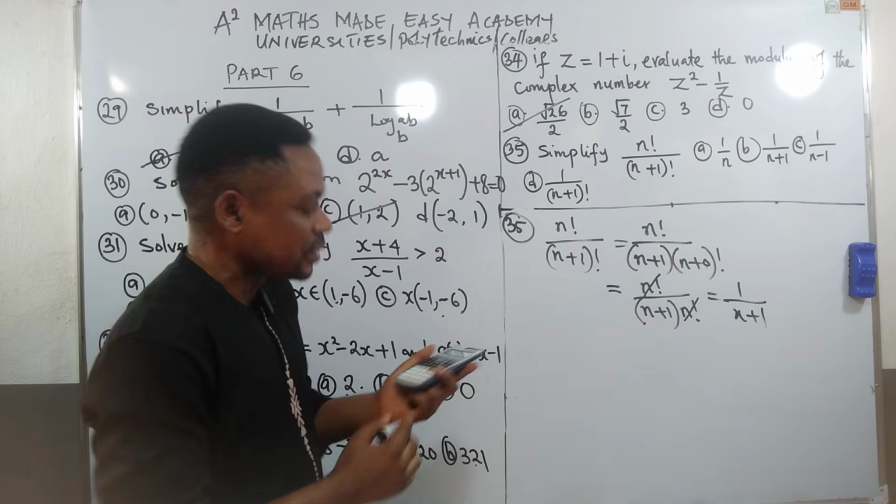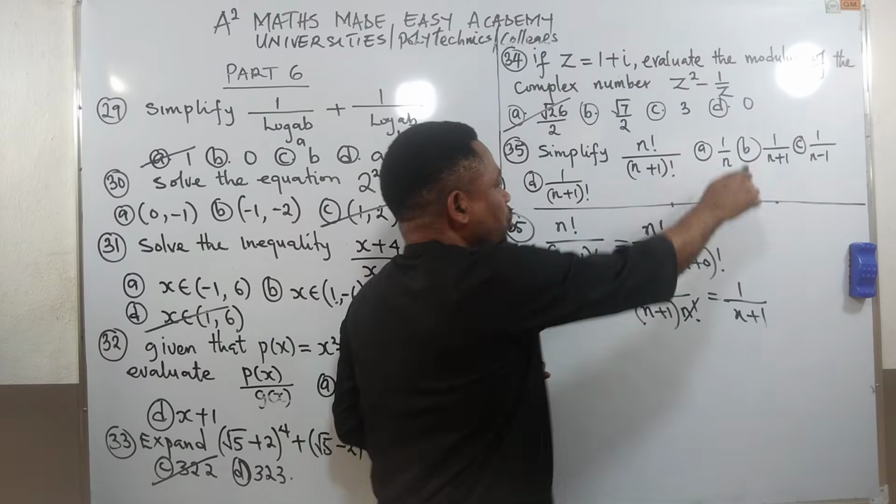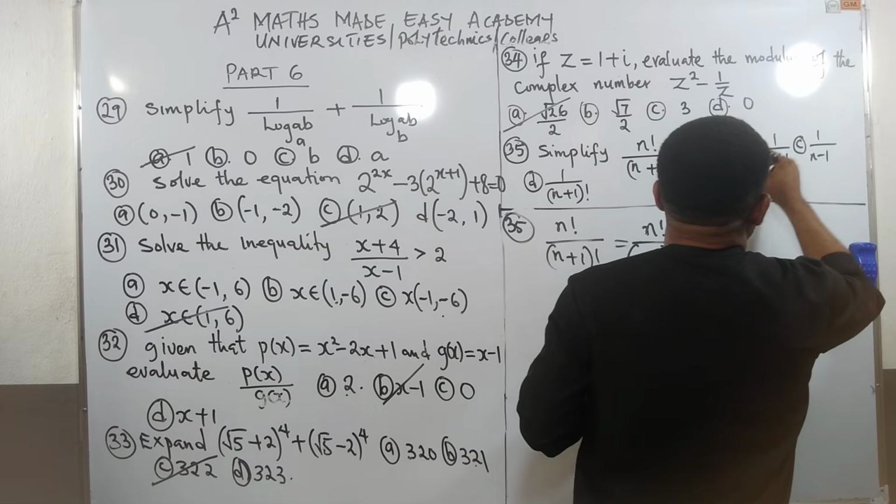Do you have anything like that in the options? Now watch. Option A says 1 over n. No. Option B says 1 over n plus 1. Wow. So the correct answer is option B.